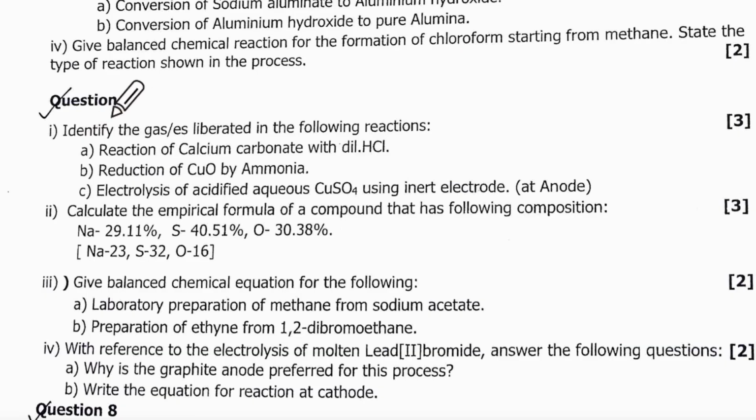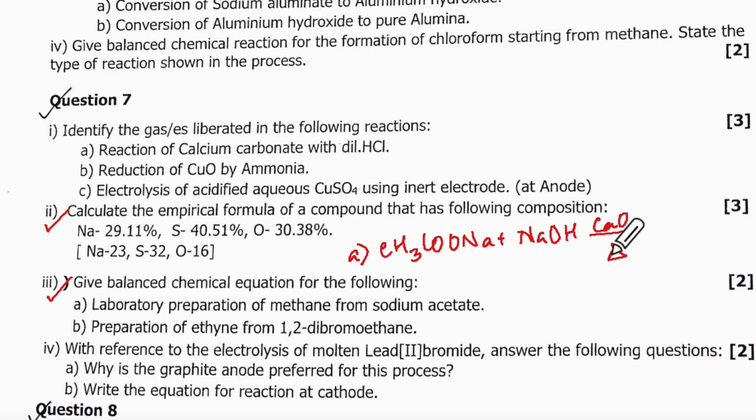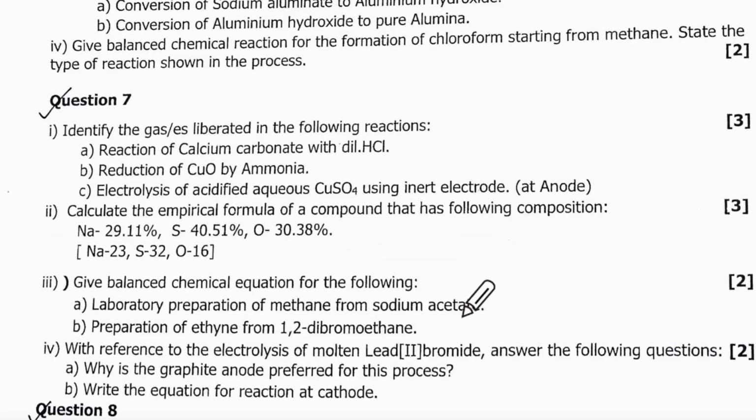All right. So we finish with this. Balanced equation: laboratory preparation of methane from sodium acetate. This reaction is repeated, I told you. Sodium acetate plus NaOH, in presence of CaO and heat. Just write this. Na2CO3. Tell me what am I going to get? Na2CO3 and CH4, correct? What type of reaction is it? Decarboxylation reaction.